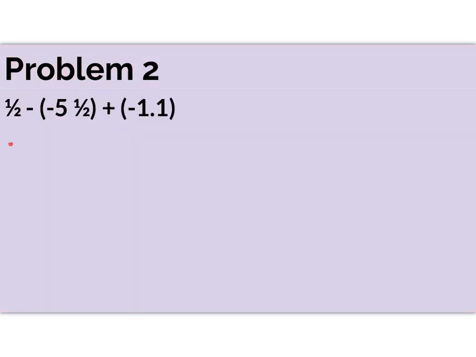Okay, 1/2 is 0.5. 2 negatives in a row become plus 5.5. 1 negative minus 1.1. So 1/2 plus 5.5 is 6 minus 1.1 becomes 4.9. Positive. Take the sign of the larger number.